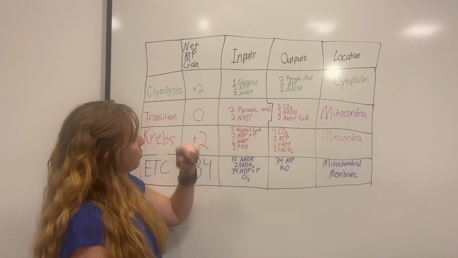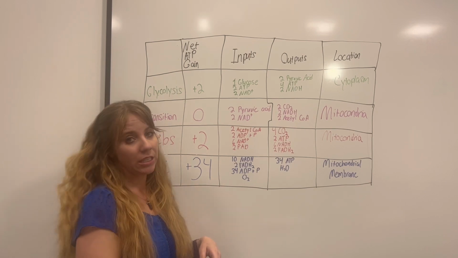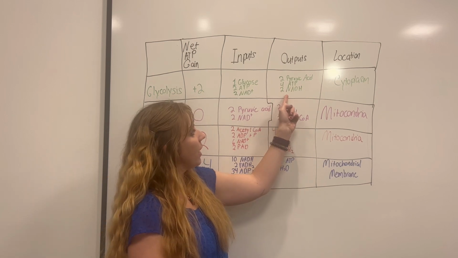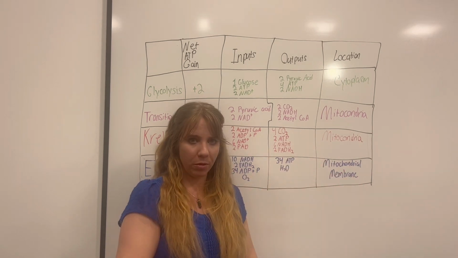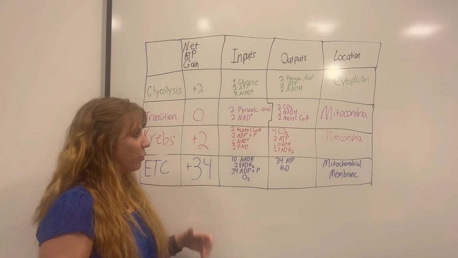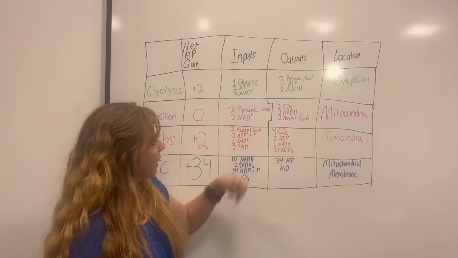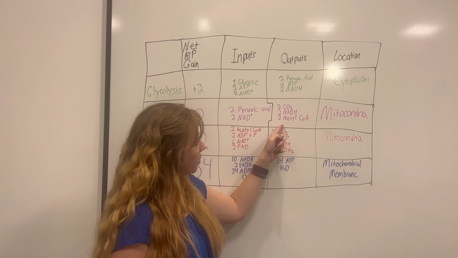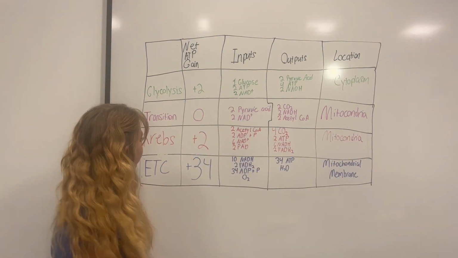Glycolysis, 2 ATP. The inputs are 1 glucose, 2 ATP, and 2 NAD+. The outputs are 2 pyruvic acid, 4 ATP, and 2 NADH. Our location is in the cytoplasm, right before we go into the mitochondria. Next, we have the transition phase. Obviously, we're not really making any ATP at this point. We're just setting it up for the next steps. Our inputs are 2 pyruvic acid and 2 NAD+. Our outputs are 2 carbon dioxide, 2 NADH, and 2 acetyl-CoA. This is happening in the mitochondria, or we're headed into the mitochondria.